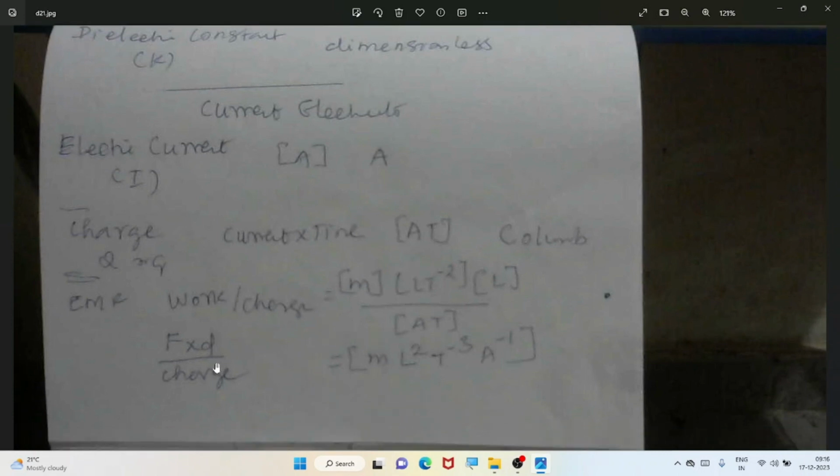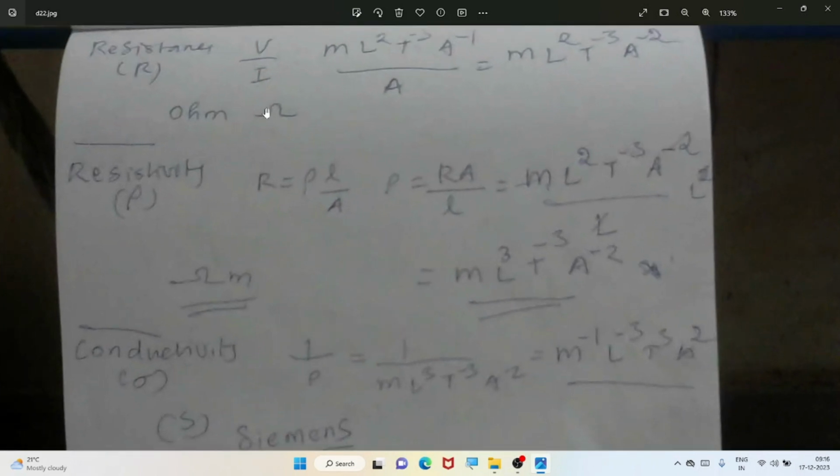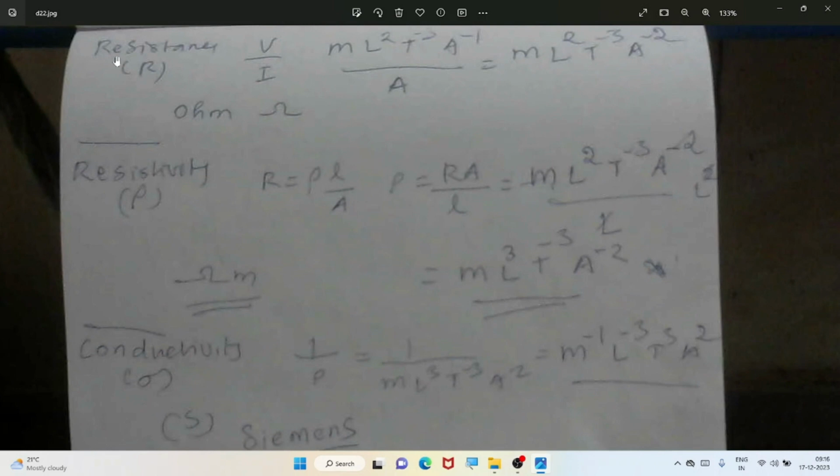EMF, that is the voltage, work divided by charge. Okay, we already seen this. Frequency, okay, this we have seen. Resistance, voltage by current. Voltage I have already seen, current in ampere. Then resistivity, R equals rho L by A. Resistivity rho equal to R A by L. We know all these things, then we can find out this. Because resistance is here, amperes, area, and then length.